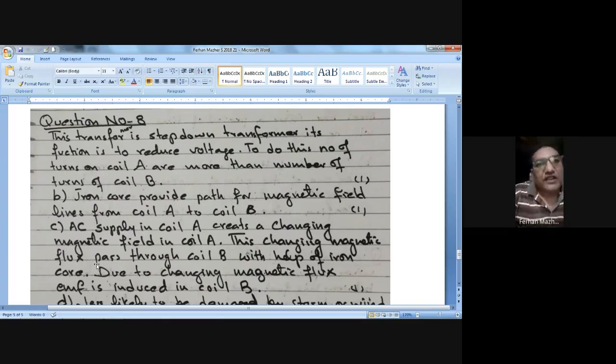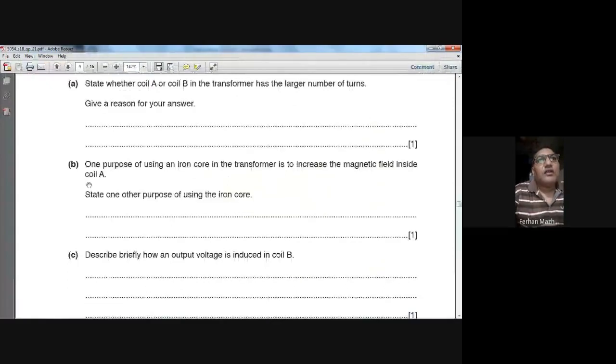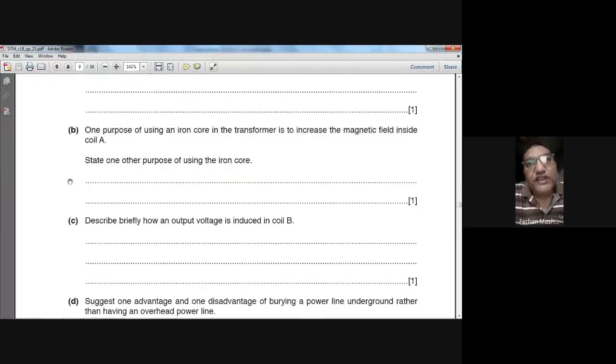Okay, let's move to the next part, B part. It says one purpose of using an iron core in the transformer is to increase the magnetic field inside coil A. State one other purpose of using the iron core. Very simple. What the iron core does is it provides the path for the magnetic field lines from the primary coil to the secondary coil, or it links the magnetic flux of the primary coil with the secondary coil.